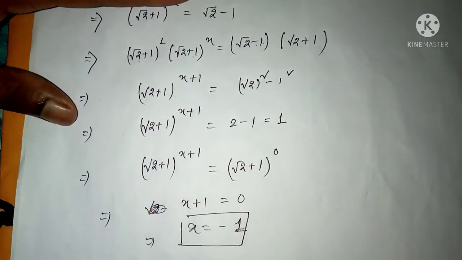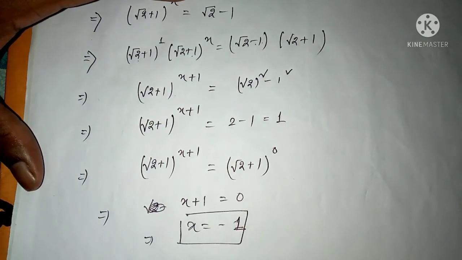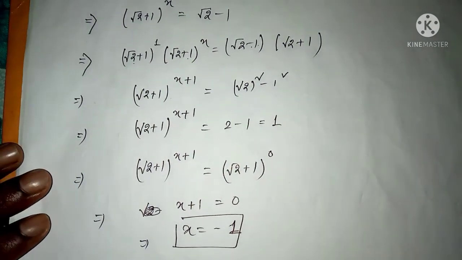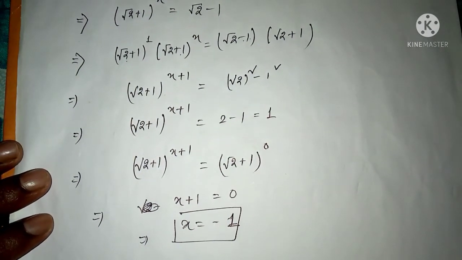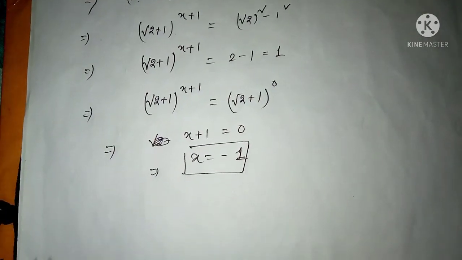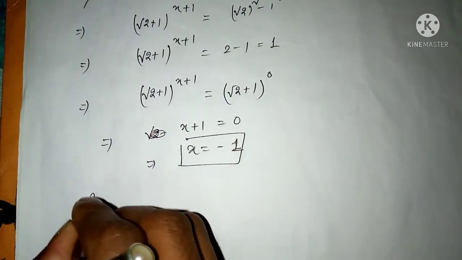So I hope all of you have understood this one. It's very simple and a very easy way. Now see, whatever examples we have solved, from these examples we'll come to certain conclusions. We'll have certain results. The results are like this.